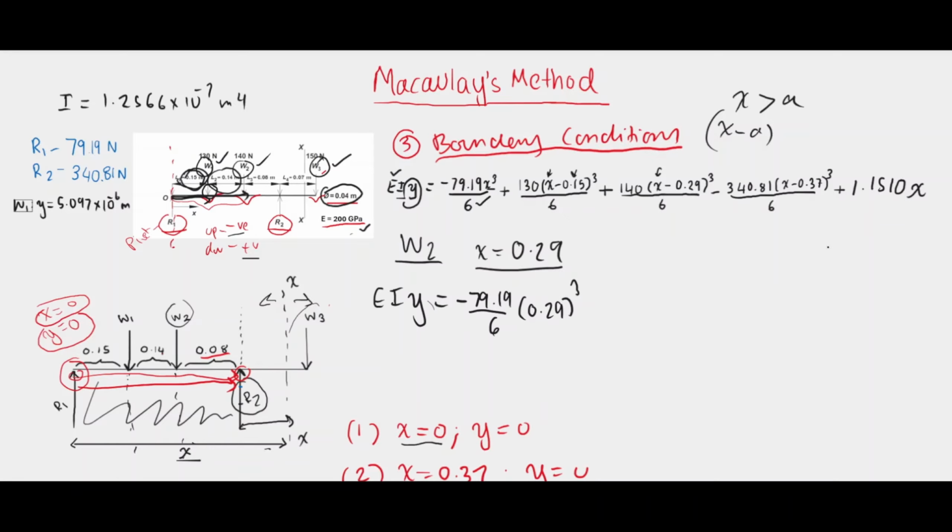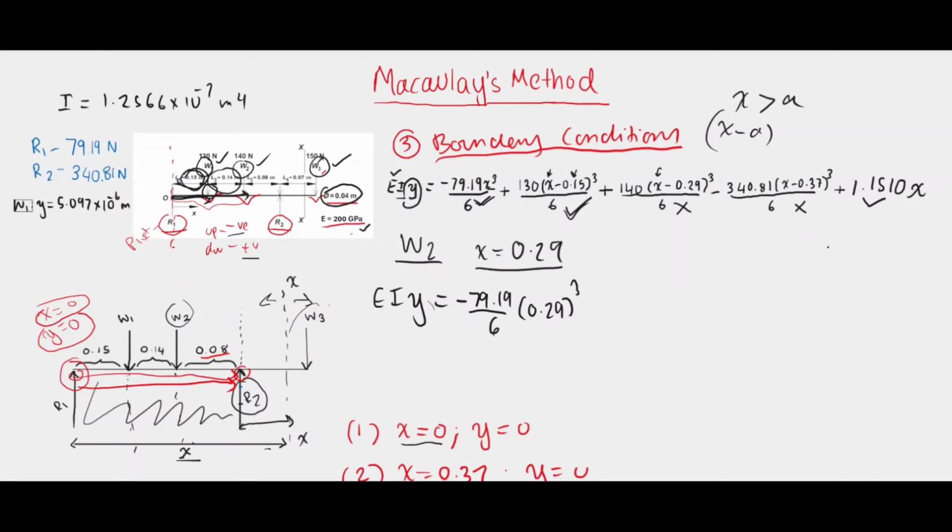This one over here, x minus 0.15, when x is equal to 0.29, is it greater than 0.15? Is it greater than a? Yes, it is. So this is valid. In this case, when x is 0.29, is it greater than 0.29? It isn't, so this isn't valid. Same thing goes here, x is less than 0.37, so this is invalid. So the only terms that are valid are this one and this one.